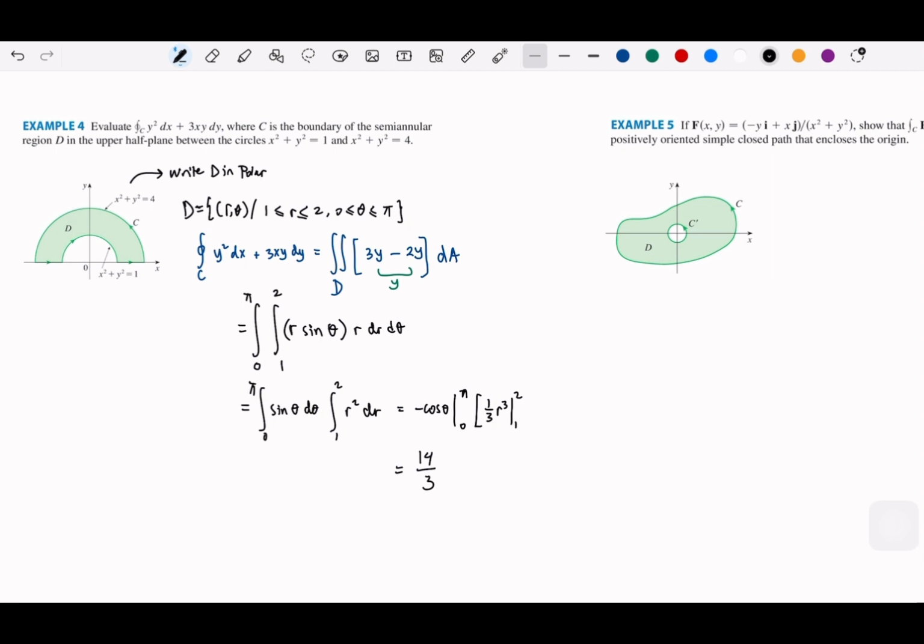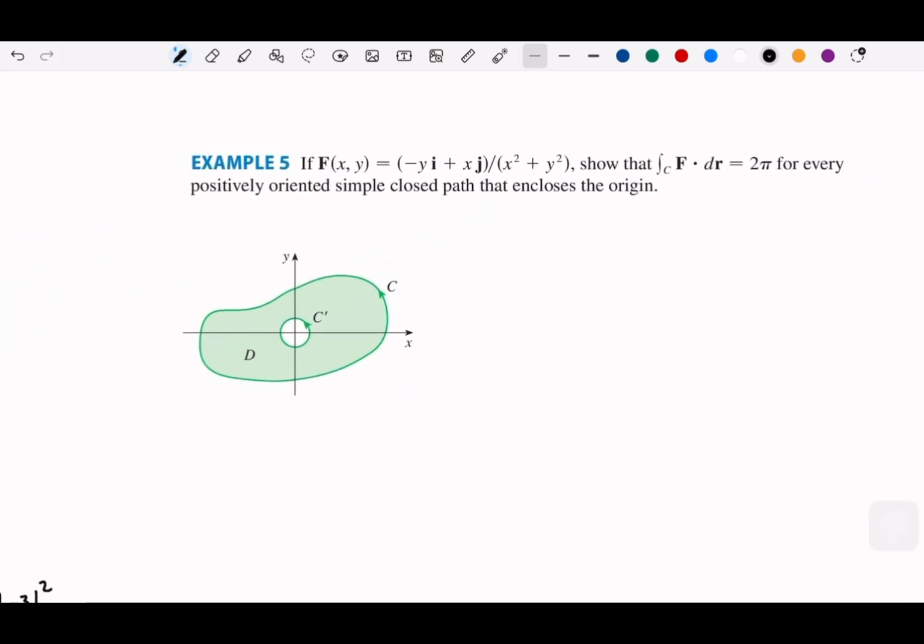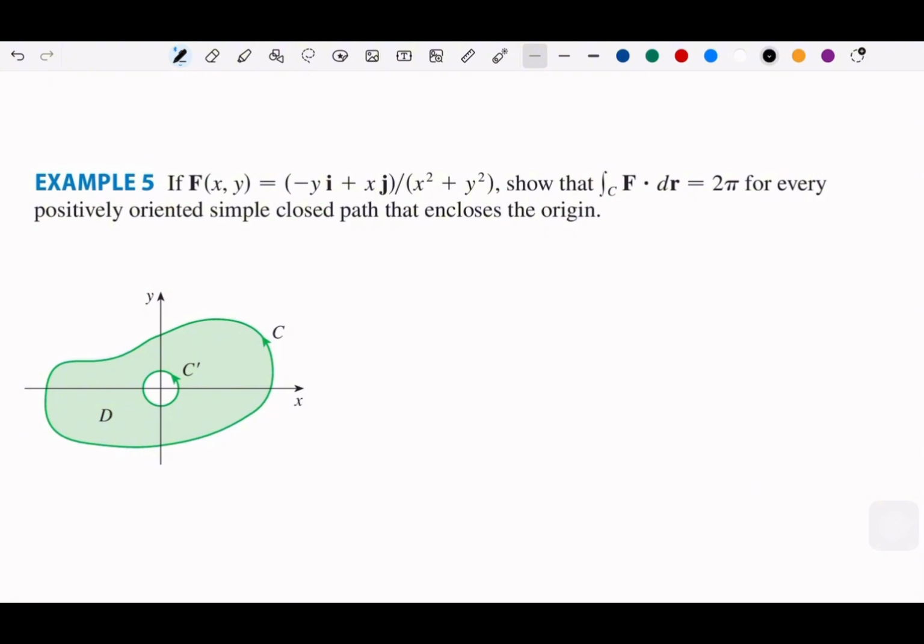Okay, another perspective on using Green's theorem is if we have any positively oriented simple closed path, then all the line integrals of F dot dr, which is related to our previous fundamental line integral and the work, will be equal to 2 pi, for every positive simple closed path that goes around the origin.